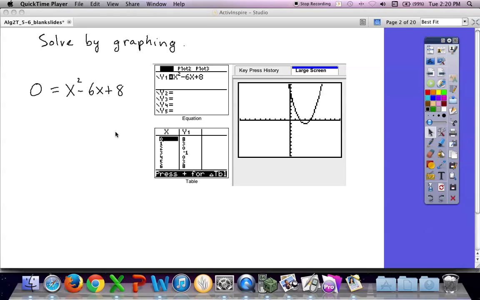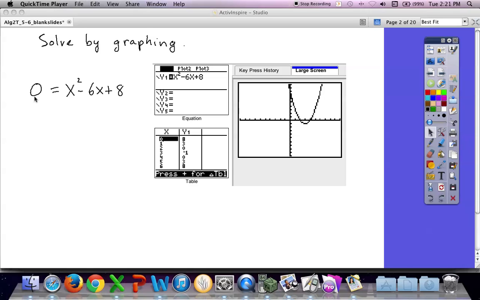Okay. So in the last lesson, we learned that you can solve a quadratic equation by graphing it. And then what do you look for in terms of solutions? You look for the x-intercepts, right? The places where y equals 0, right? So we graph this function, and then we look for the special case where y is 0. But y is 0 on the x-axis.